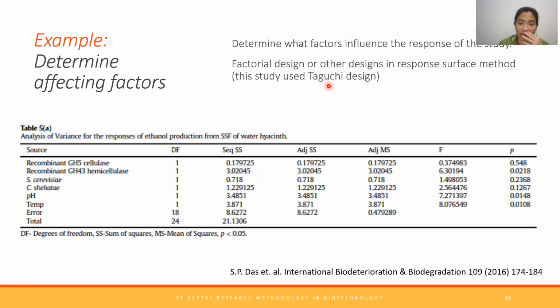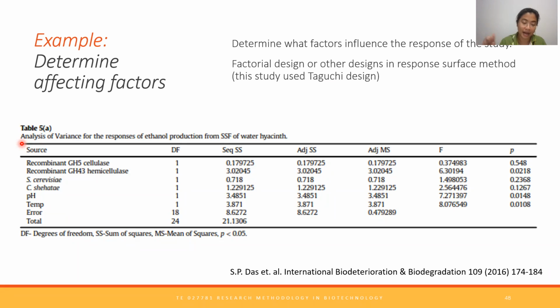Or you could use a full factorial design, or a 2-level factorial design, or any other experimental design, maybe in response surface methodology, to determine what factor is affecting what. And for those designs and the program itself, for this one you could use SPSS if you are familiar with that, or you could use Design Expert. What they always give out is the analysis of variance.